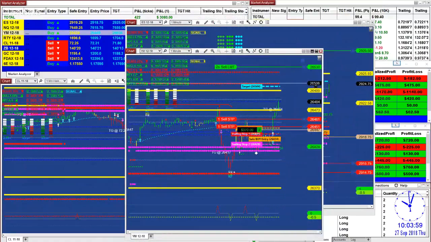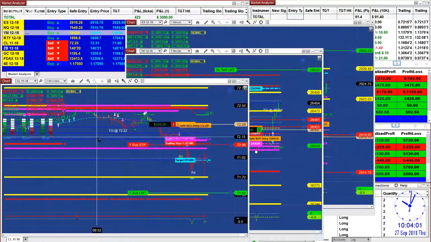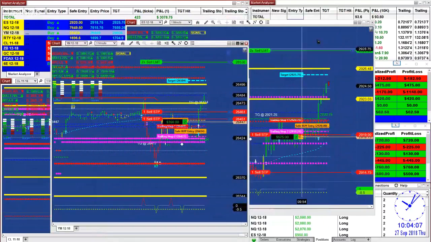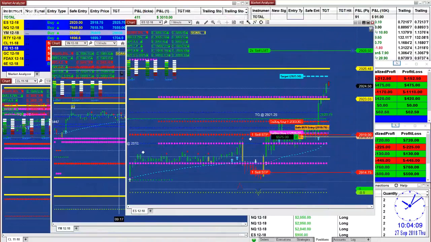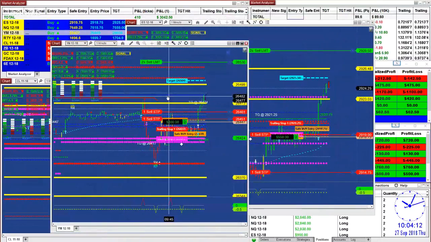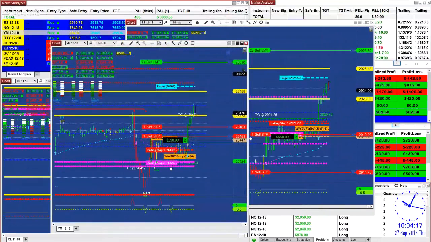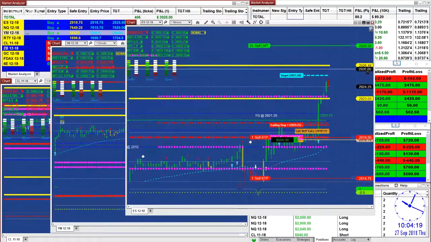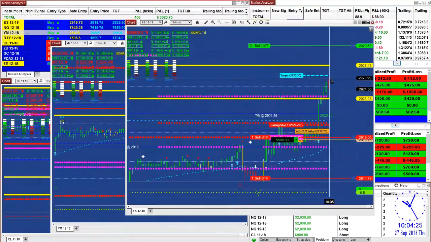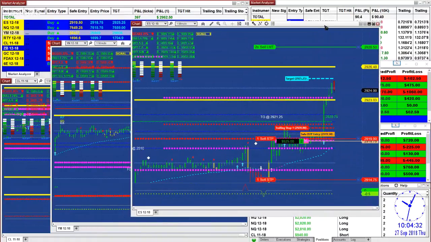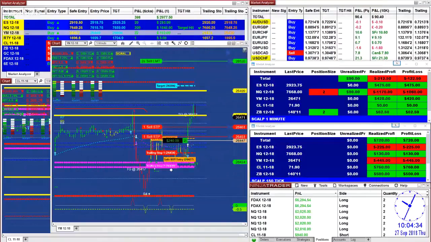And once we hit the target on the Nasdaq, we're going to see something different. The market will be reversible. Okay. The ES missed the target by 2 ticks. That's very fine, but it's over on the ES. There is no more long trade on the ES.